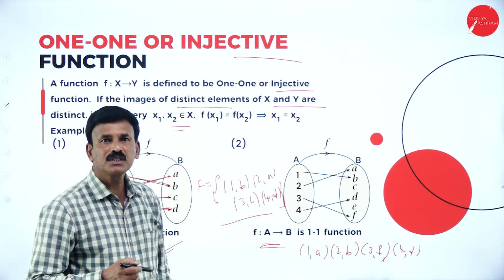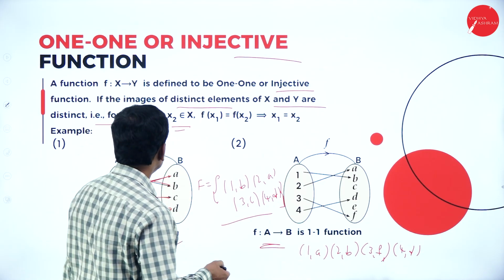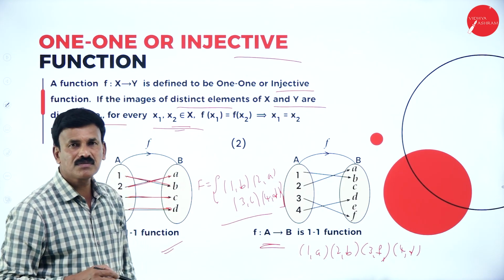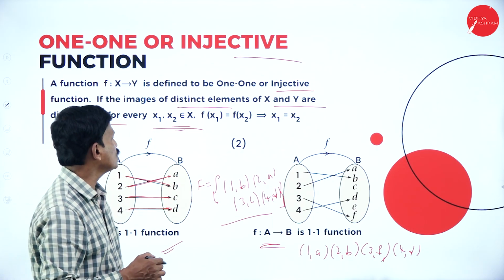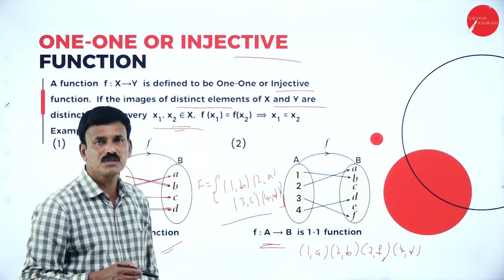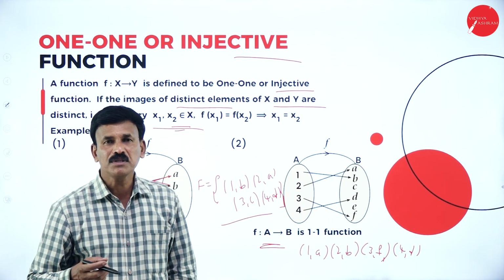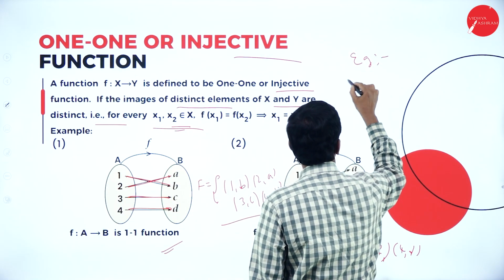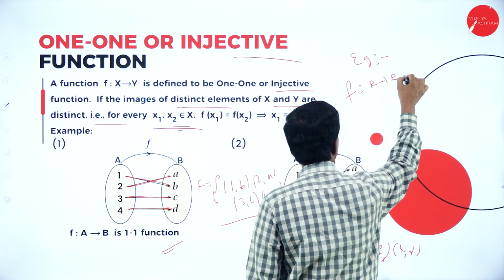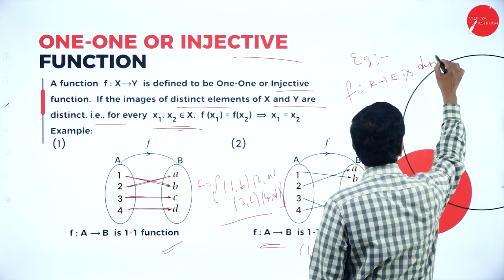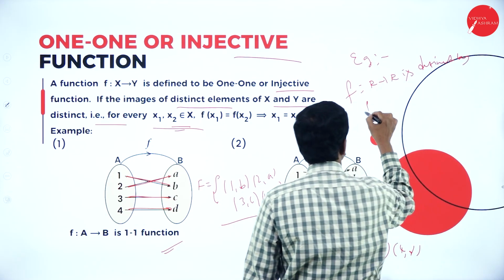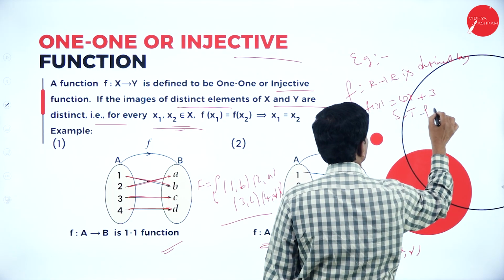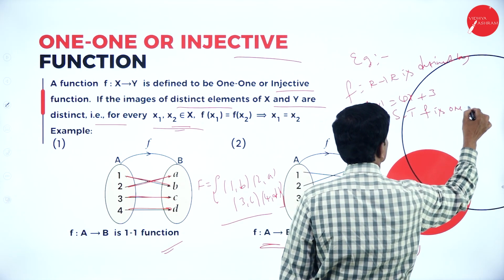Okay. So the symbolic way of representing this one-one function is, if for every x1, x2 belonging to X, f of x1 equal to f of x2 implies x1 is equal to x2, then f of x is said to be a one-one function. Now in the examination they may ask like this: let us take an example, if f from R to R is defined by f of x is equal to 4x plus 3, show that f is a one-one function.